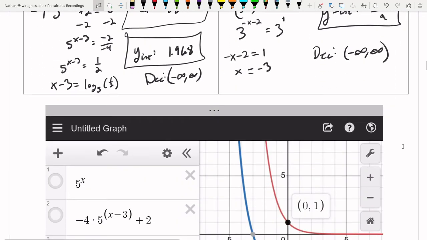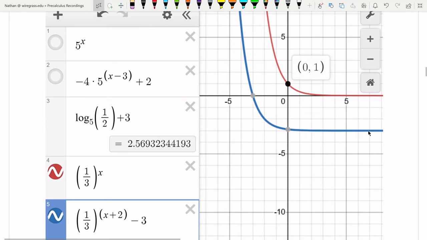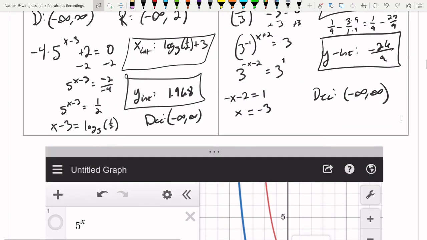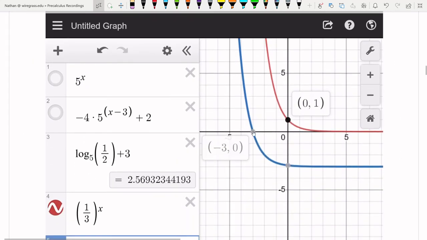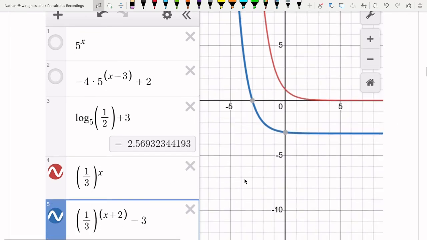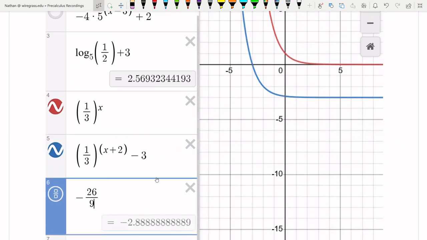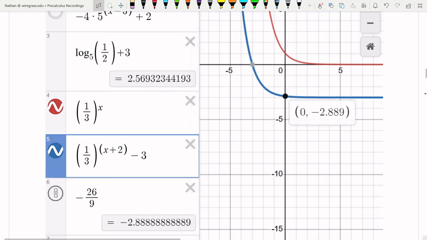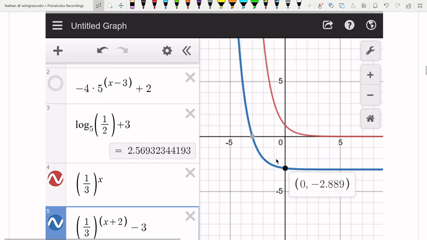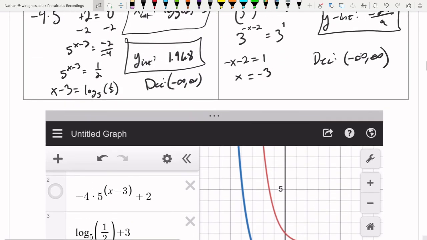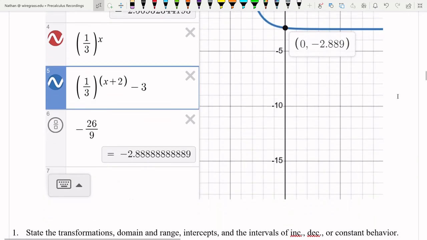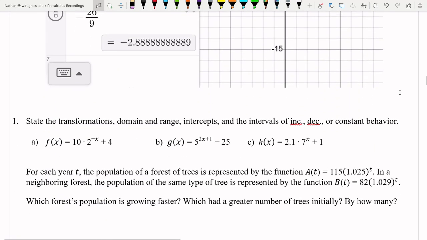The domain and the range is now y greater than -3. You can see there's an asymptote here at y equal to -3. The y-intercept is -26/9. That's going to be -2.8888, which is what I have there. And it is decreasing on the entirety of its domain, which is what I found there. All right, give it a try in number 1.